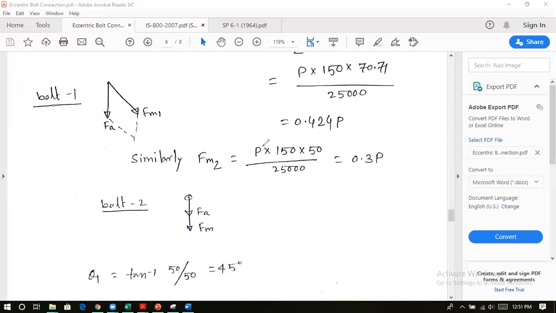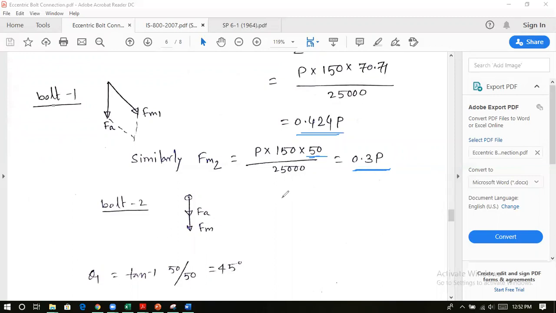And similarly, as we have calculated force on first bolt due to moment as 0.424 P, similarly we can find force on second bolt due to moment as P into E into radial distance R2, which we have found out as 50 mm, and summation of R square is 25000, that is coming out to be 0.3 P.